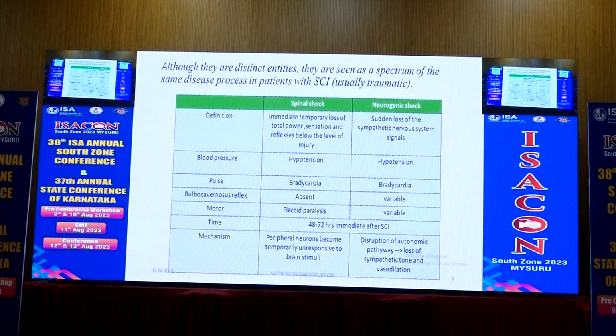So we need to actually differentiate between neurogenic shock and spinal shock. They are distinct entities, but they belong to the same spectrum of the process, spinal cord injury. Neurogenic shock occurs basically because of the disruption of the autonomic pathway, and there will be loss of the sympathetic tone and vasodilation. Now why we get confused is that in both spinal shock and neurogenic shock we are going to get hypotension and bradycardia. That's where we are going to get confused. So you need to look for the signs and symptoms of autonomic pathway disruption.